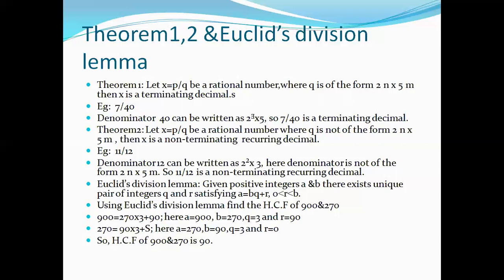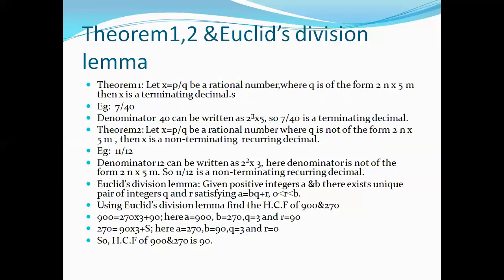You see here how Euclid's division lemma is to be applied to find the HCF of the given two numbers. Here the dividend is 900 and divisor is 270. So 900 is equal to 270 into 3. 270 times 3 is 810, which is nearer to 900. And if you find the difference of 900 and 810, the difference is 90. So dividend is equal to 900, divisor is equal to 270, quotient is equal to 3, and remainder is equal to 90.